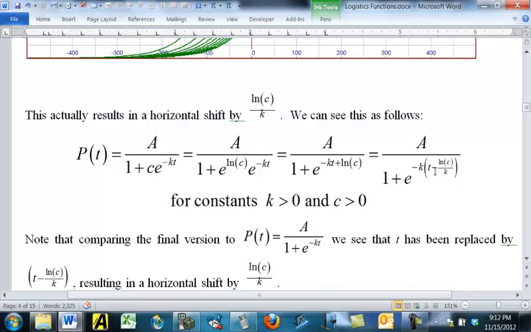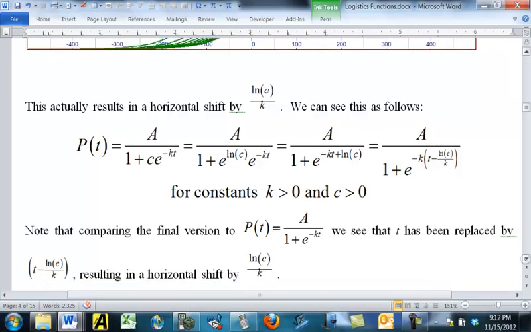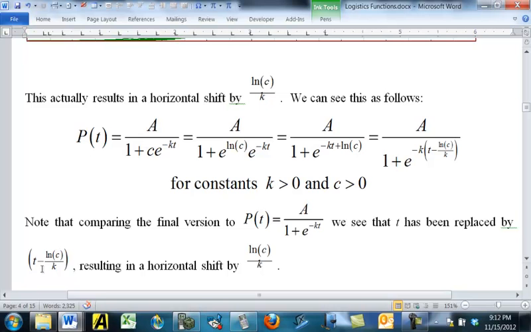So now if you look at it as if you had just done it with c as 1, and then put in c, you see that we've essentially replaced t by t minus natural log of c over k. And so what happens is we are actually taking that original one, a over 1 plus e to the negative kt, and shifting it by replacing t by t minus natural log of c over k. So that's a horizontal shift by natural log of c over k.